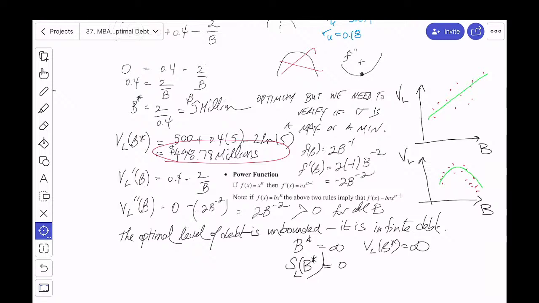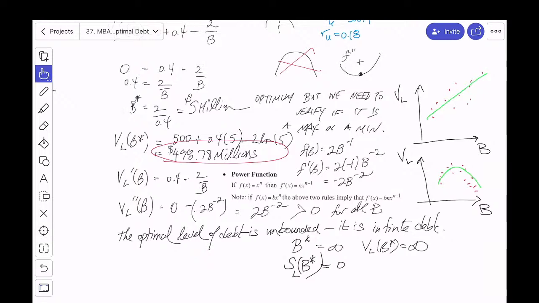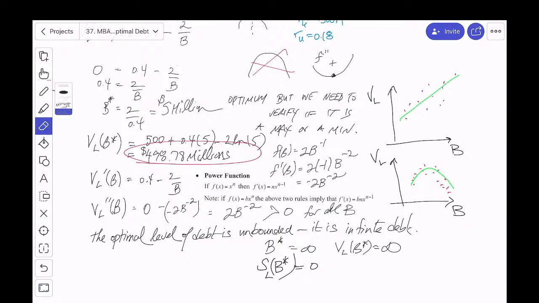So firm valuation is very important for mergers and acquisitions, very important when one firm wants to buy another one. Valuations like these are part of the negotiation.